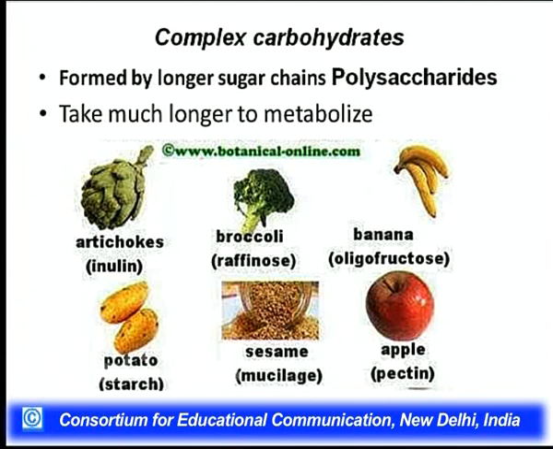And they take much longer to metabolize. For example, if I talk of artichoke, it is rich in inulin. Broccoli is rich in raffinose. Banana is rich in oligofructose. Potatoes, you know, are a rich source of starch. Sesame seeds are rich in mucilage, and apple is rich in pectin.